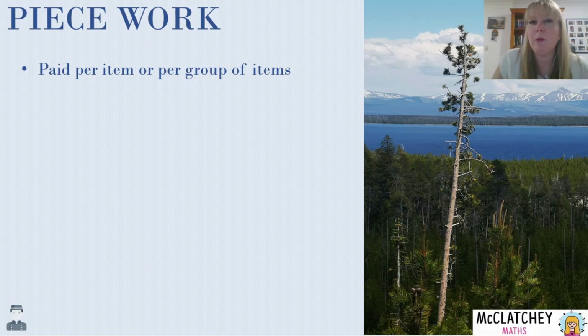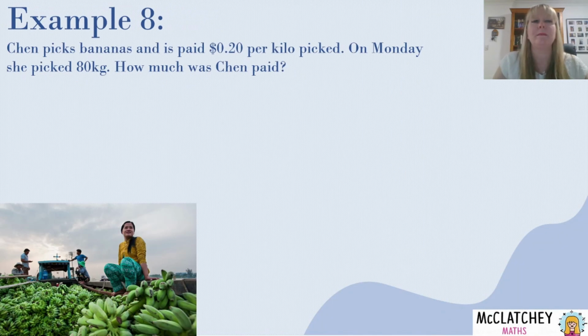Other types of piecework could be fruit picking. It could also be things, for example, when I do external marking for the QCAA, I get paid for every item that I mark, a certain rate. So there's lots of different types, whether it's unprofessional work or professional work. So our first example is with Chen, who picks bananas, and she's paid 20 cents per kilo picked. On Monday, she picks 80 kilos. How much was Chen paid?